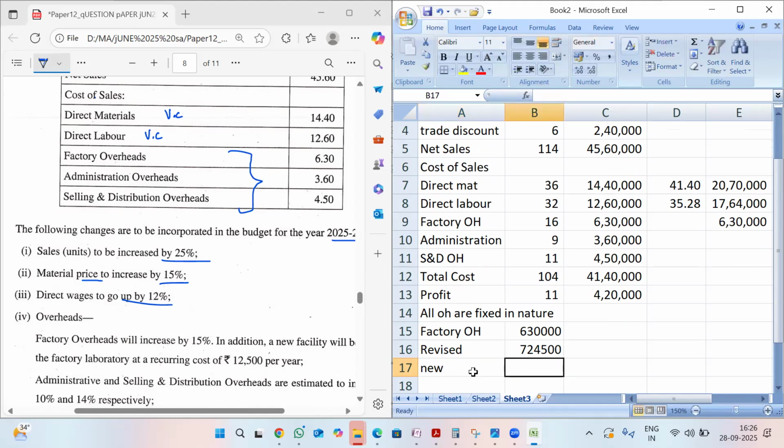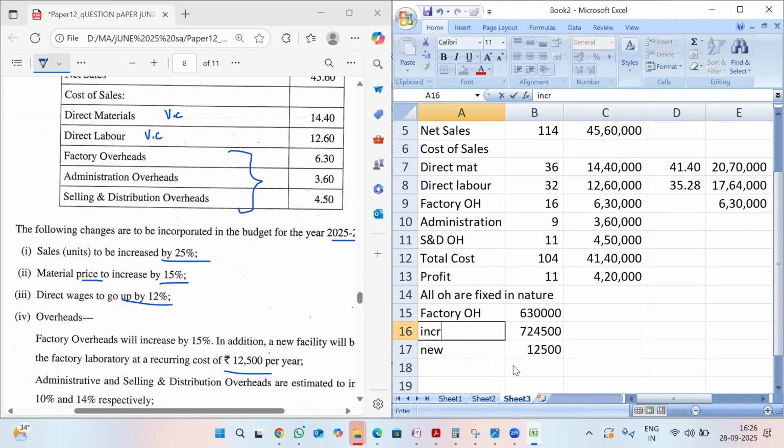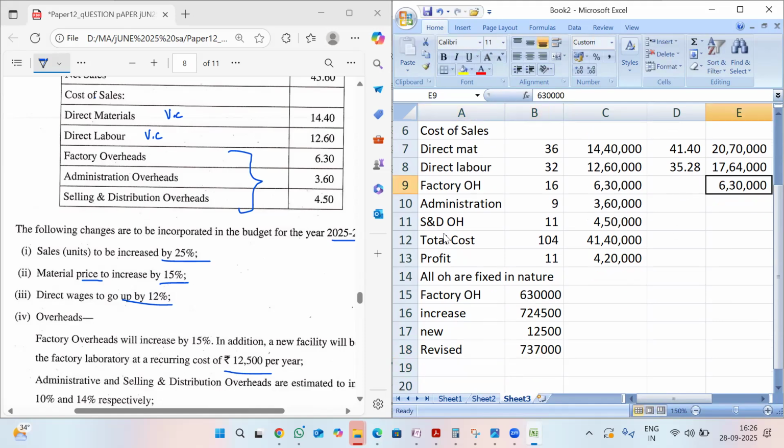And a new laboratory is incurred, right? So new laboratory is for 12,500 per year. So then my revised factory overheads will be 724 plus 12,500. So 7,37,000. I will be getting 7,37,000. Hope this is clear. So for factory overheads, I am making an assumption that all the overheads are fixed in nature. So my factory overheads will come as it is 6,30,000, but they have given 15 percentage increase. So 6,30,000 into 15 percentage, so 7,24,500 I will be getting. A new facility is added for 12,500. So 7,24,500 plus 12,500, so 7,37,000.